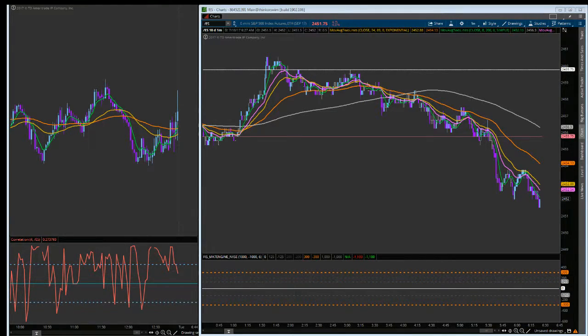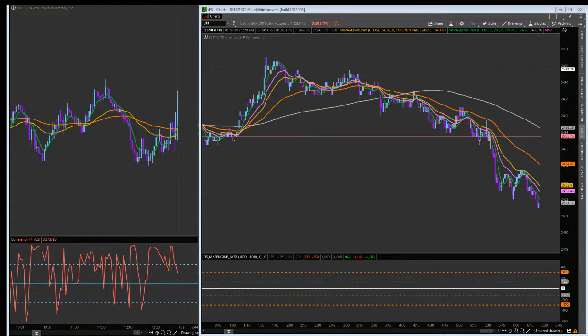Overnight, crude has come up. I think some of that might have been on news regarding Saudi Arabia. Gold is up overnight. The bonds are up. There's a bit of flight to safety going on here this morning.